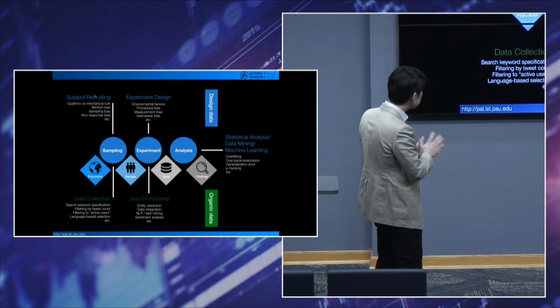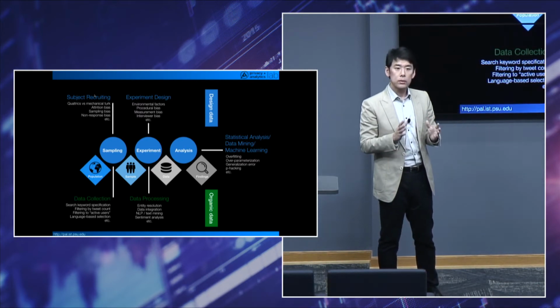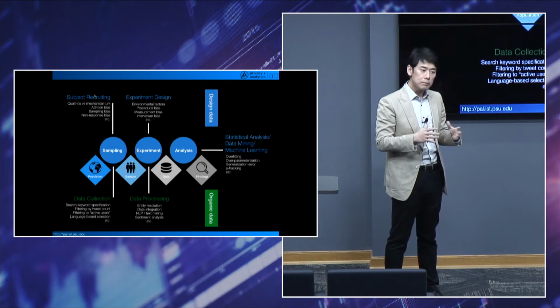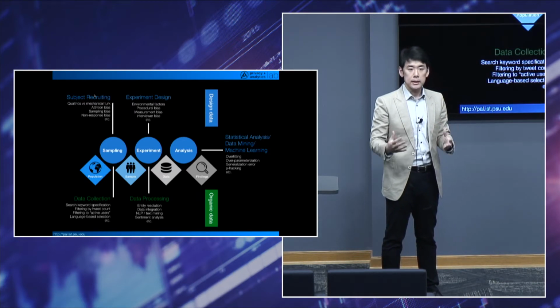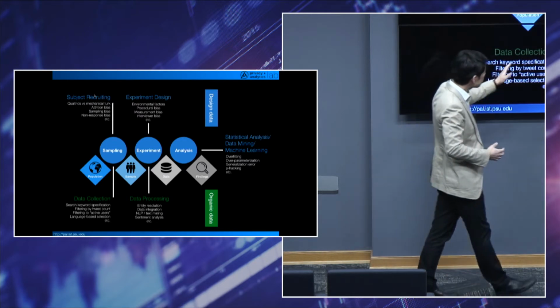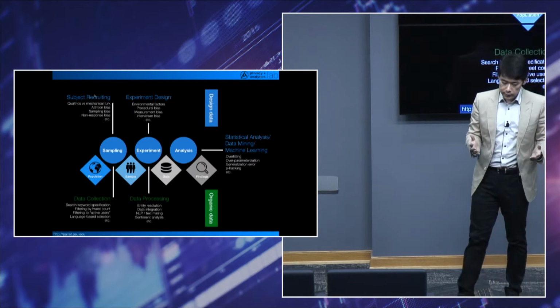Now, I won't go into the technical details here, but in a later part of this talk, I will show you some examples of what kind of biases could be introduced in the data collection process and what the implications of such biases are. Now, if we move forward to see what happens with the experiment design phase.